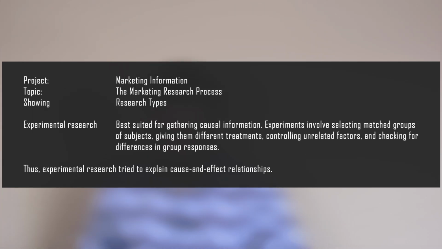Experiments involve selecting matching groups of subjects, giving them different treatments, controlling unrelated factors, and checking for differences in group responses. Thus, experimental research tries to explain cause and effect relationships. As you can imagine, there are more methods for obtaining primary data.